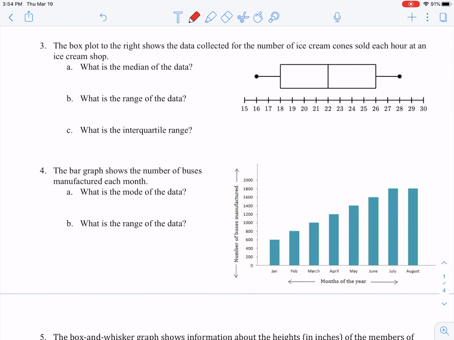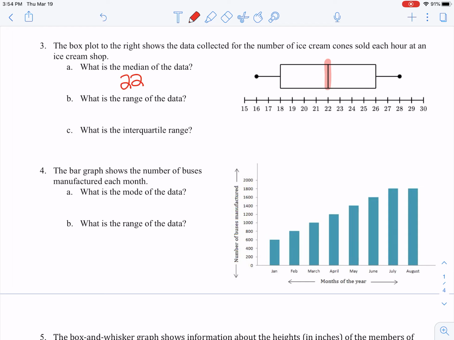Number 3, the box plot to the right shows the data collected for the number of ice cream cones sold each hour at an ice cream shop. A, what is the median of the data? So median means the middle number, and luckily box plots show that the median is right there, and it's exactly at 22.